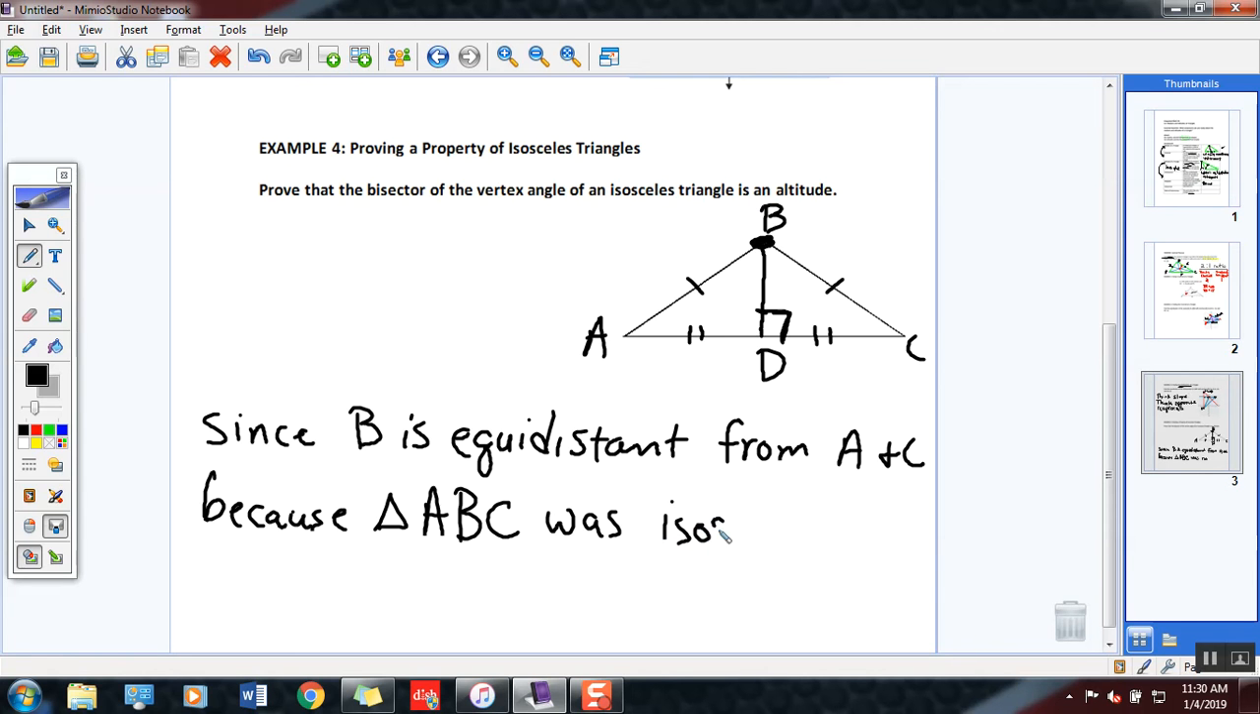Isosceles, isosceles, isosceles. Oh wait, they say Hercules in that movie, don't they? Hercules, Hercules. Never mind. What movie?